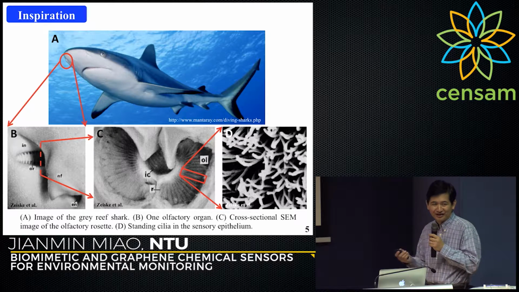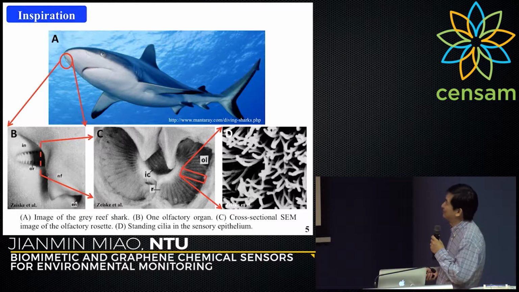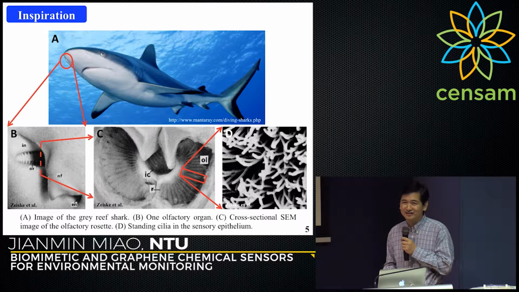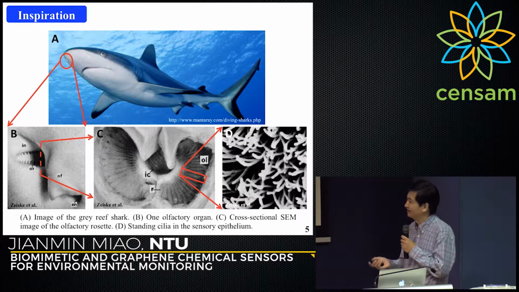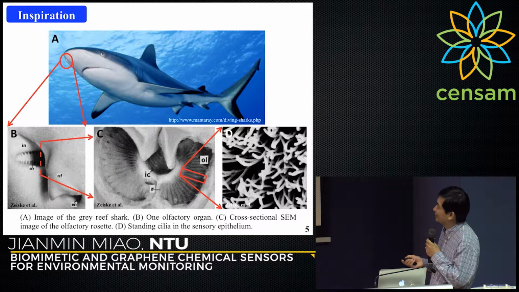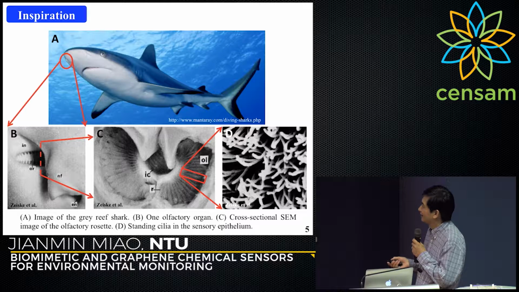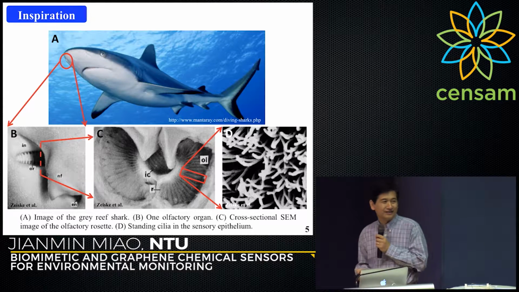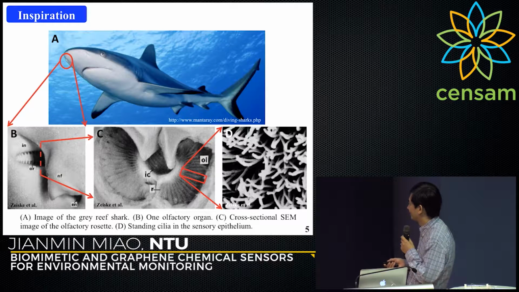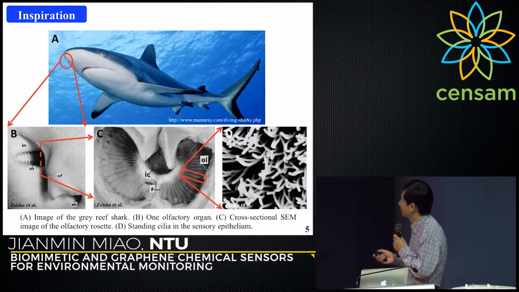We're working very closely with Michael, and in terms of inspiration, biomimicry. So we just learned from the shark. In the shark, you have the olfactory organ here, with an inlet and an outlet. When water enters this area, this is the olfactory rosette. And you can find many nanoscale sensing elements here, called the sensory epithelium, this area.